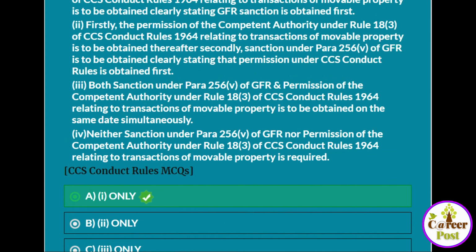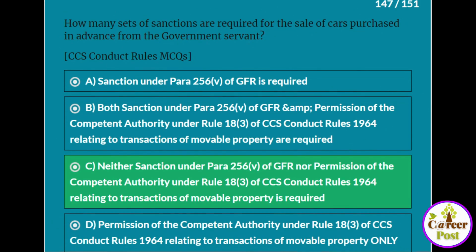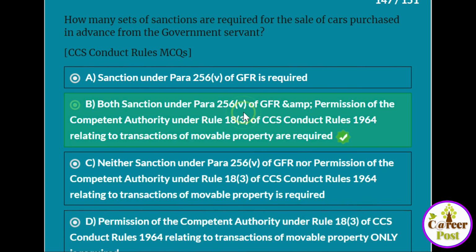The answer is the first statement, that is, sanction under para 256 of GFR is to be obtained first, then secondly the permission of the competent authority under Rule 18(3) of the CCS Conduct Rules 1964 relating to transactions of mobile property is to be obtained, clearly stating GFR sanction is to be obtained first. This is the correct answer. How many sets of sanctions are required for the sale of cars purchased in advance by government servants? Actually, both the sanction under 256(5) of GFR and the permission of the competent authority under Rule 18(3) of the CCS Conduct Rules relating to transactions of mobile property are required.